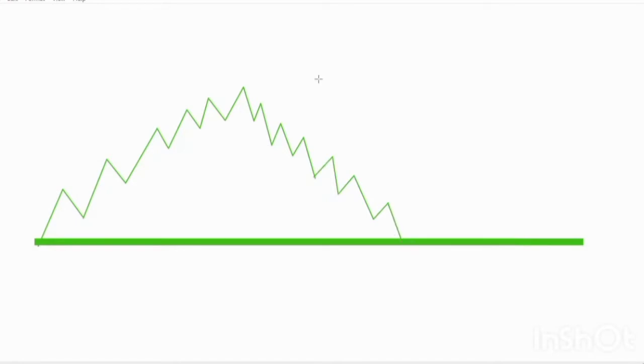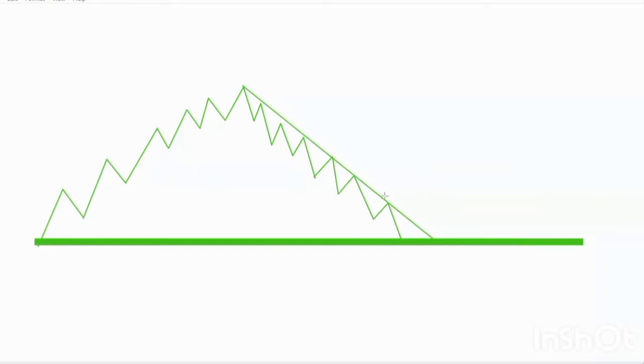What I will do first of all is pull out my trend line. I will pick my trend line from wherever and place it something like this. Then I will be waiting for a break of this trend line and also a break of structure.